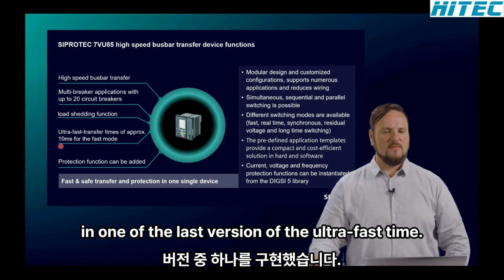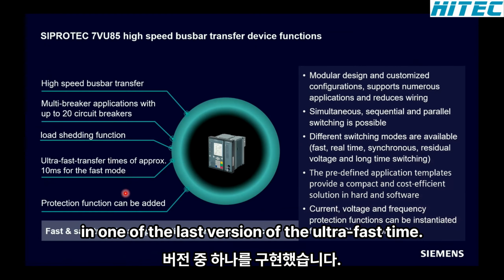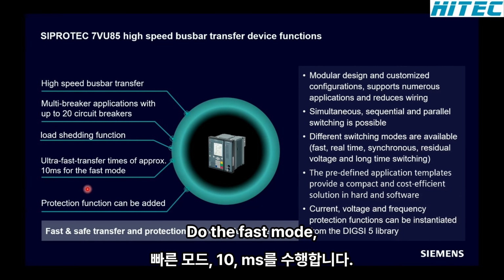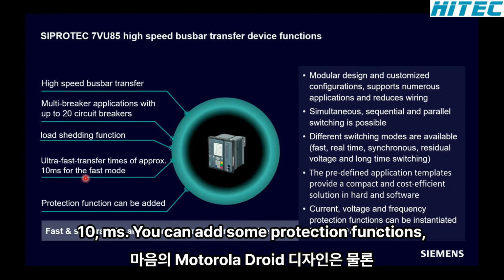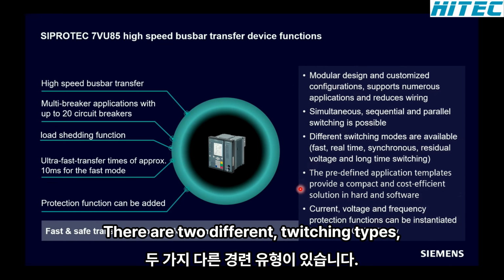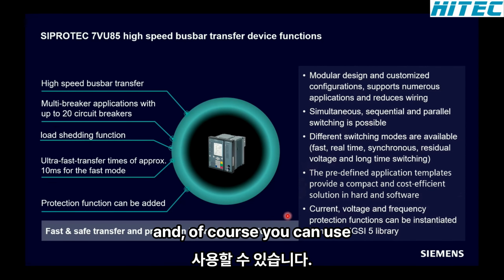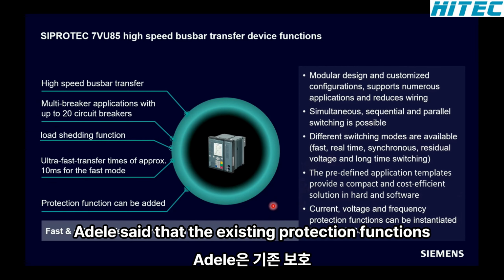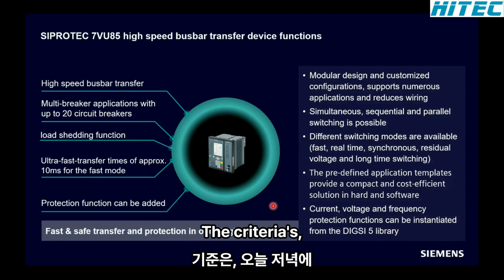We have implemented in one of the last versions the ultra fast time for the fast mode with 10 milliseconds. You can add some protection functions, of course. You have the modular design of hardware and software. You have the different switching types and modes, and of course, you can use the existing protection functions to build some new starting criteria.